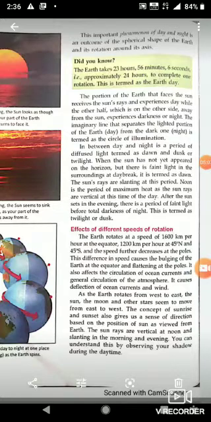Now our next point is the effect of different speeds of rotation, which we will deal with in the next class.